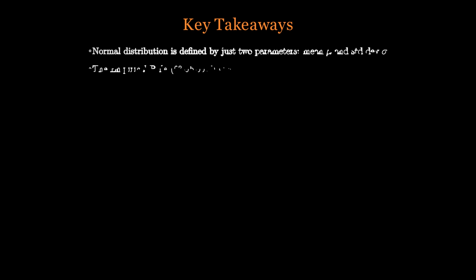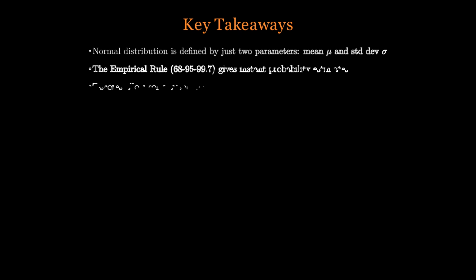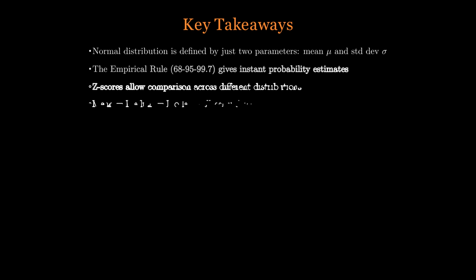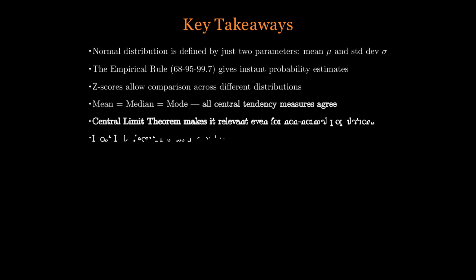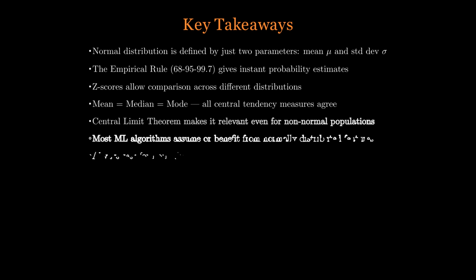Here are the 10 key takeaways from our deep dive into the normal distribution. It is fully defined by just the mean and standard deviation. Beautifully simple. The 68-95-99.7 rule gives instant probability estimates without tables or calculators. Z-scores unlock comparisons across completely different contexts and units. The alignment of mean, median, and mode signals true symmetry in your data. The central limit theorem makes normal distribution universally relevant for averages. Machine learning algorithms make normality assumptions you should always be aware of.